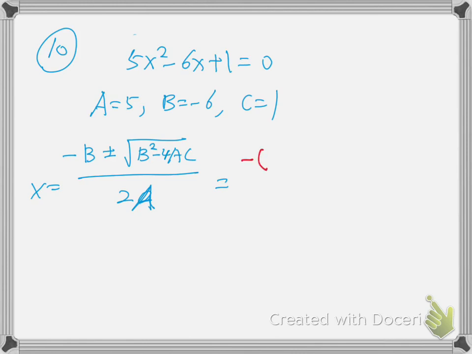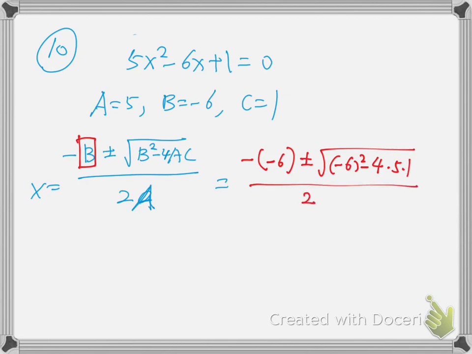So this is negative b, and b is negative 6, so this is negative negative 6, plus minus square root of negative 6 squared minus 4 times a times c, divided by 2 times 5. And that's it. If you can simplify, fine, otherwise just leave it. I'm going to continue simplifying a little bit because some students like to see the answer. So it will be 6 plus minus the square root of 36 minus 4 times 5, 20, times 1, still 20.